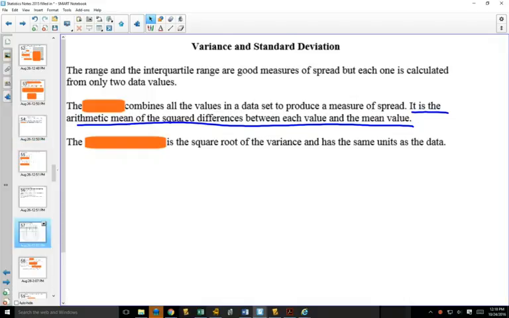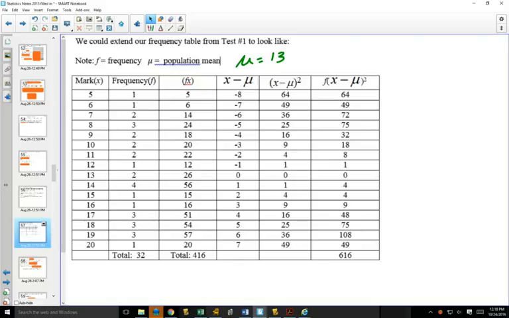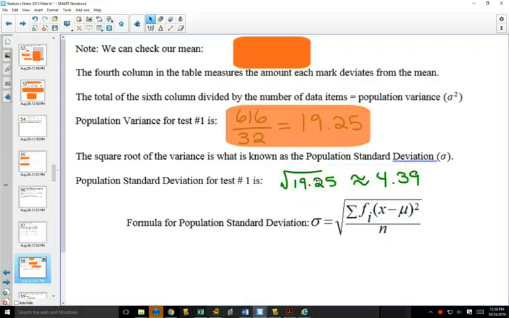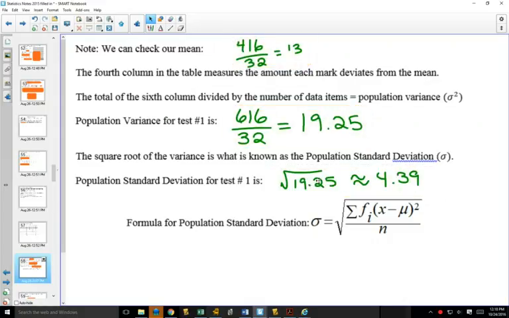So looking at our chart again, take a value like 10. 10 is 3 away from the average. You square that, you get 9. Since 10 happened twice, the total would be 18 for the tens. Add up all these square differences, divide by how many you have, and that's your variance. And then, of course, your standard deviation is just the square root of your variance.